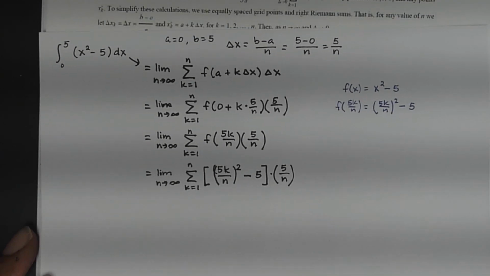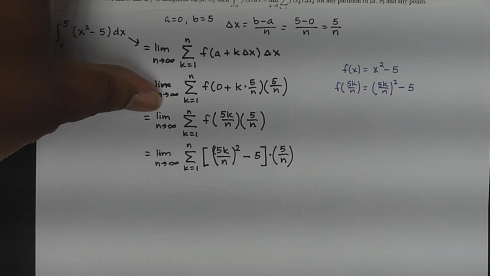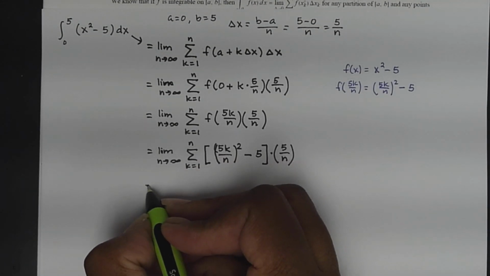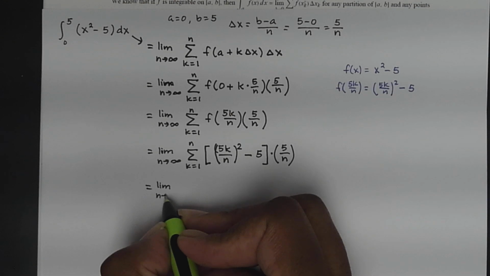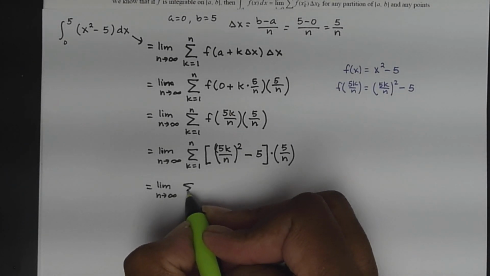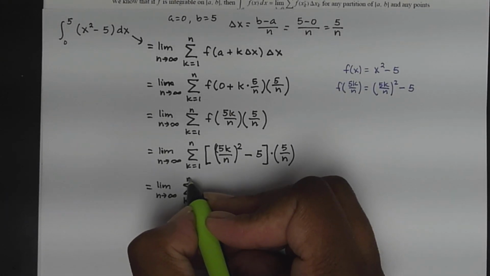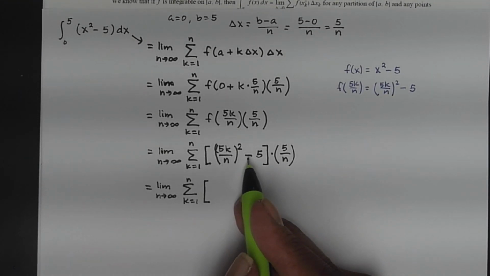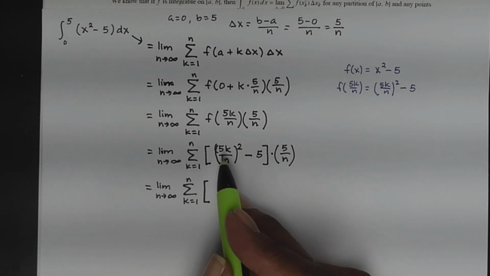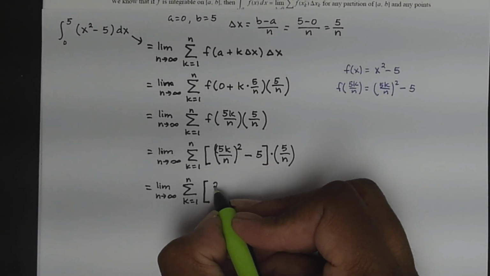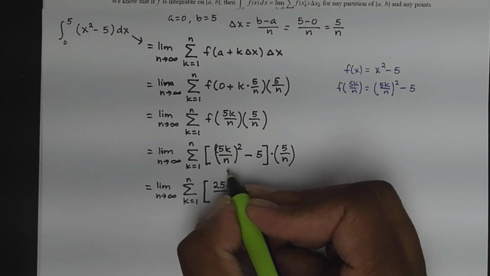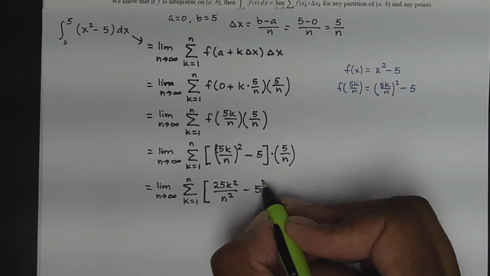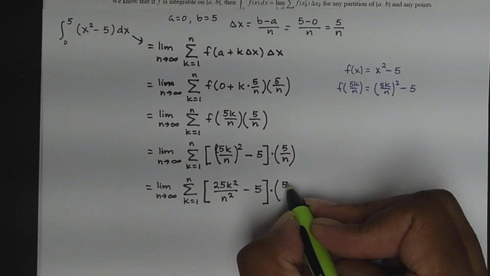Now, we have to evaluate this. So we'll take this a little bit further. Bring down the limit as n approaches infinity of the summation from k equals 1 to n of, let's see what we can do inside this bracket here. If I square 5k over n, that would be 25k squared over n squared, then minus 5. And then that's going to be multiplied by 5 over n.